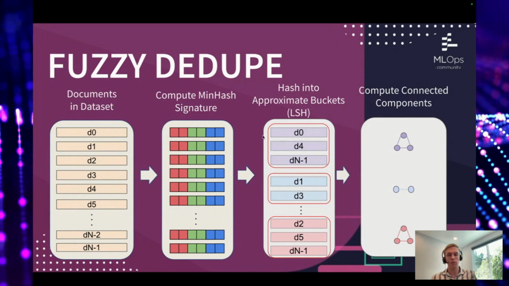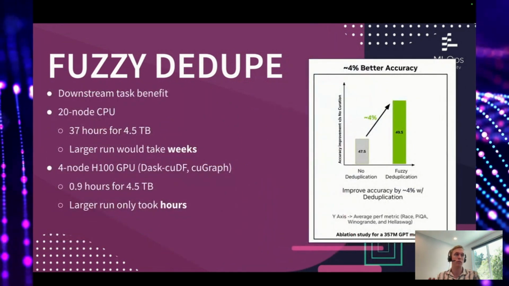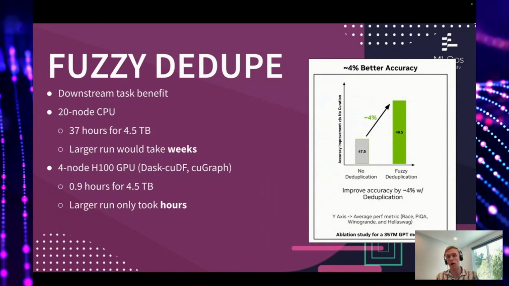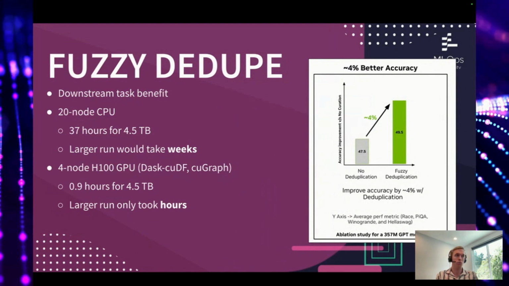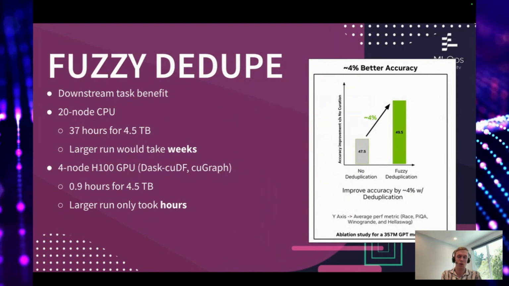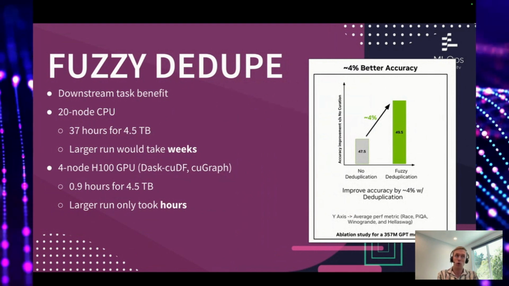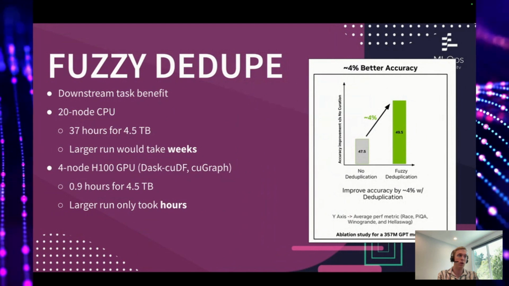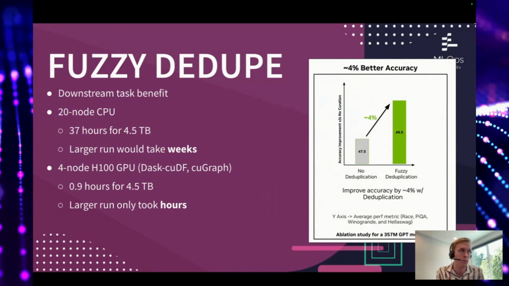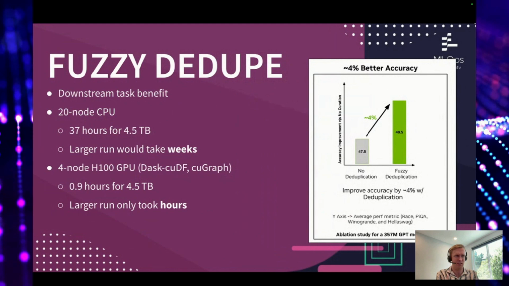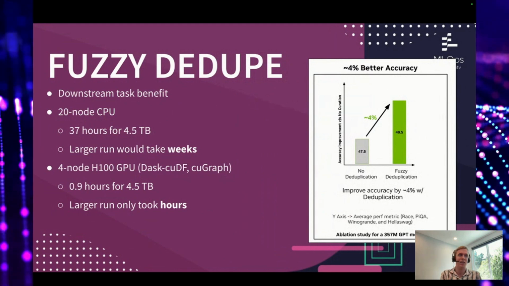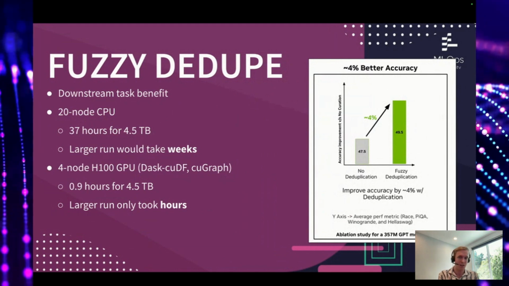So our team wanted to do this at the large multi-terabyte scales, but we were running into bottlenecks on the CPU. We ran our original CPU implementation on a multi-node CPU setup, and we benchmarked it. And we had originally planned on scaling up this deduplication for orders of magnitude more data. But with our estimate, it would take weeks to deduplicate it. And our research team couldn't wait that long.